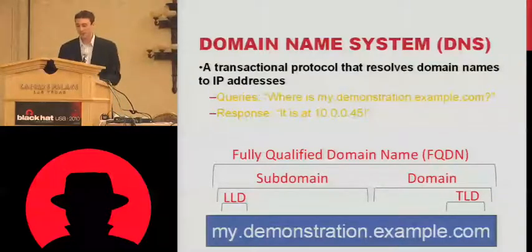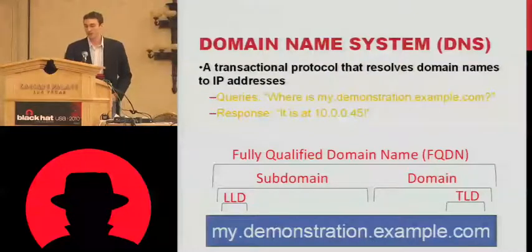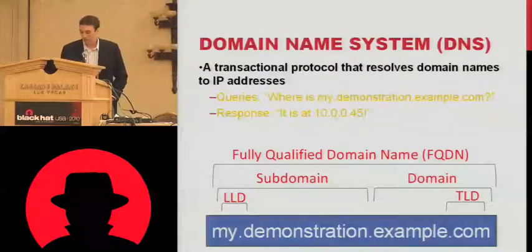Everything in between the dots in a domain name is called a label, and the combination of all the labels is known as the fully qualified domain name. To the furthest left, you have the LLD, or lowest level domain. Furthest to the right is the top level domain. Next to that, you have the domain. Everything to the left of that, subdomain. So just be familiar with those terms, because I'm going to be using them quite a bit.